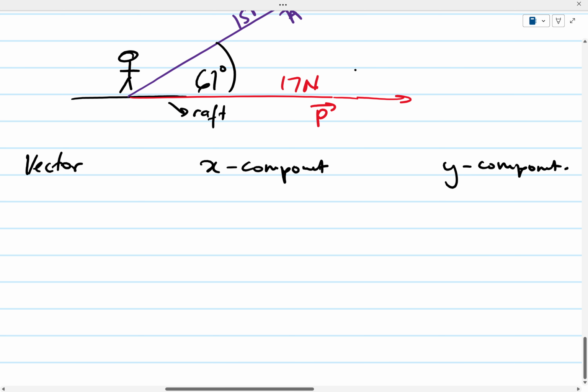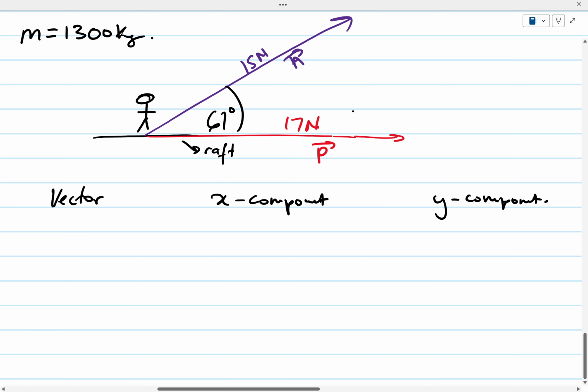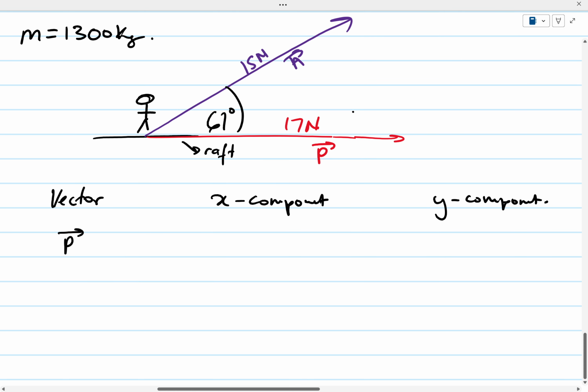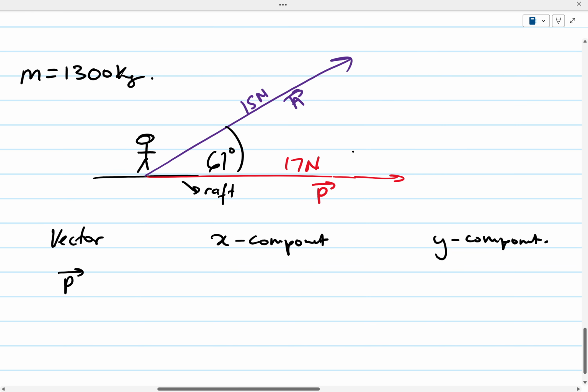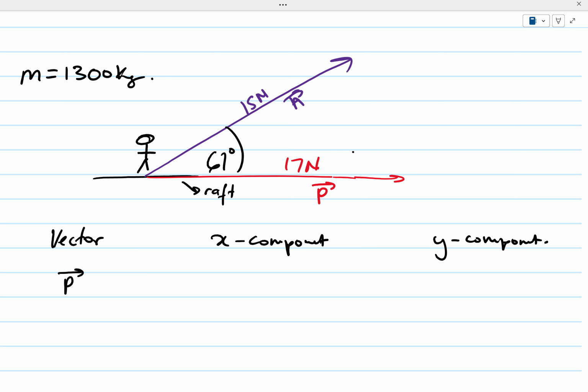If we're looking at this system up here, we have a vector p. So let's work with the vector p first. In the x direction, what would be the magnitude of its x component? What would be the magnitude of its x component, guys, of vector p in this scenario?